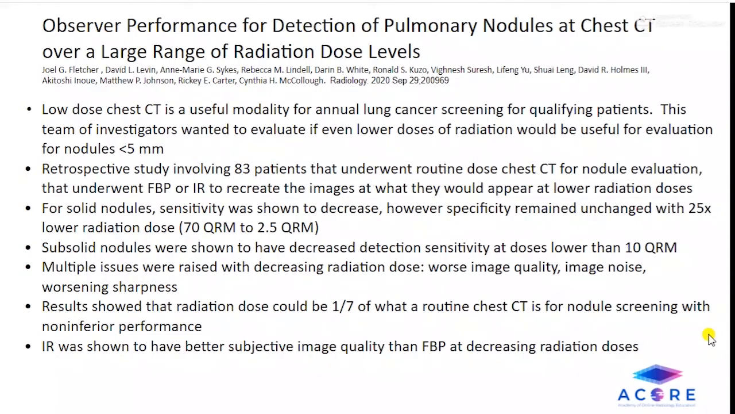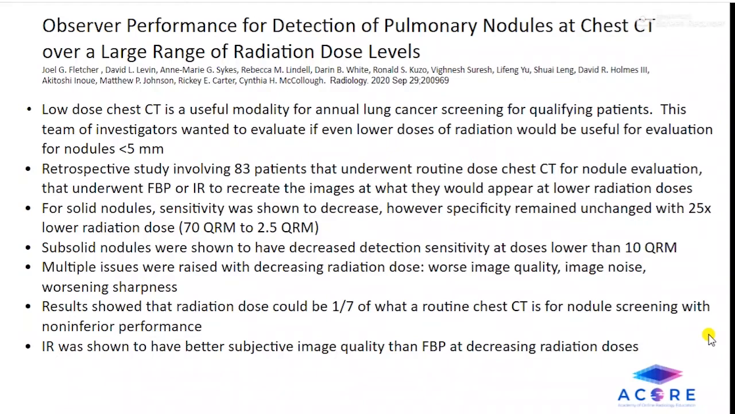However, the results showed that radiation dose could be reduced to 1/7 of a routine chest CT and 1/3 of the low-dose screening CTs that we currently are using for our annual cancer screening, while still yielding non-inferior performance for indeterminate pulmonary nodules. Alternatively, part solid and subsolid nodules were shown to have decreased detection at radiation dose levels below that of the standard low-dose screening CT.